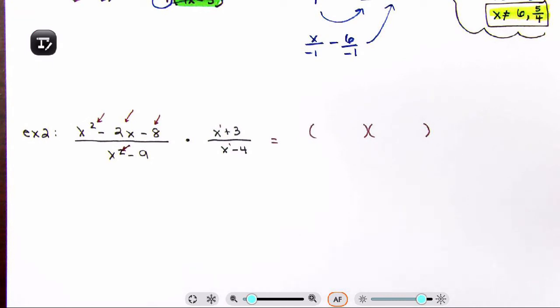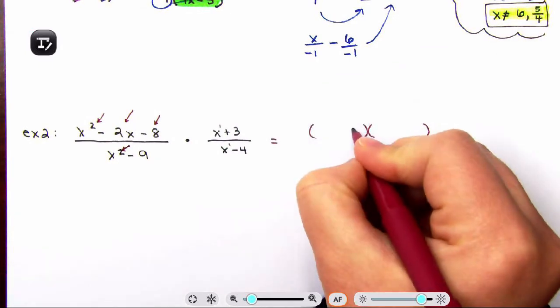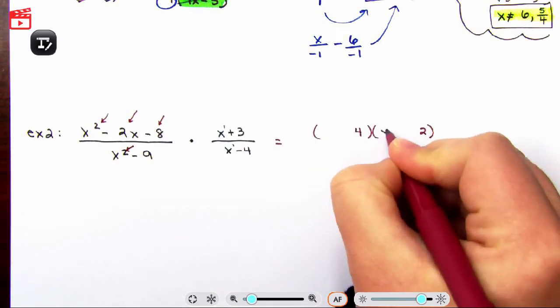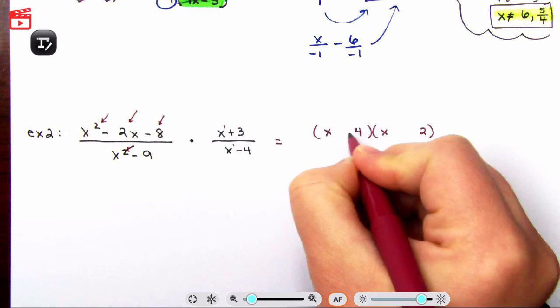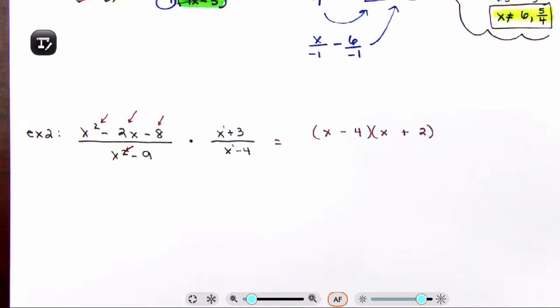4 times 4 is not 8. Shame on me. 4 times 4 is not 8. 2 times 4 is 8. Ooh, 2 times 4. We can do that. 4 and 2. Because I need a negative 2, I'm going to put the negative on the 4.